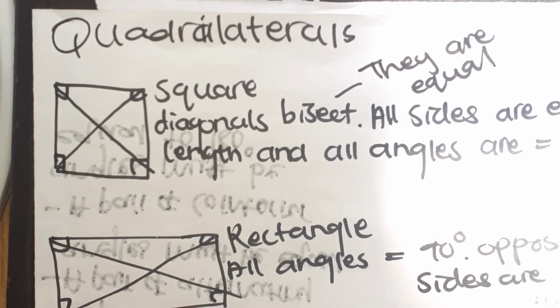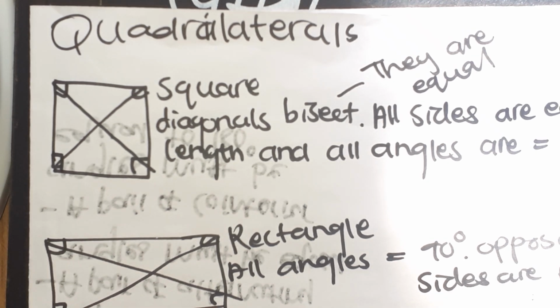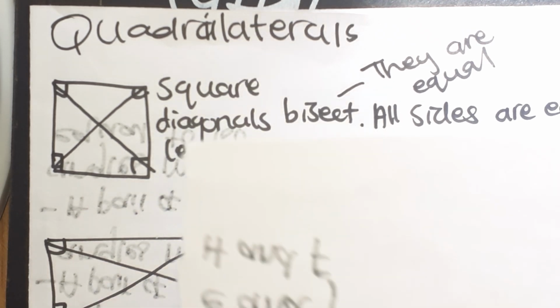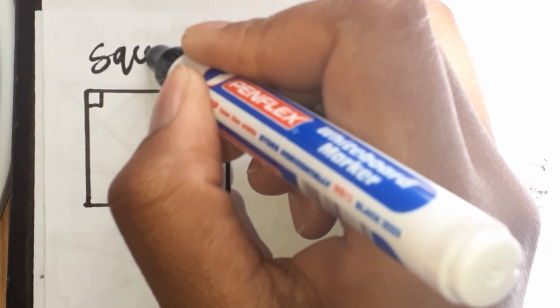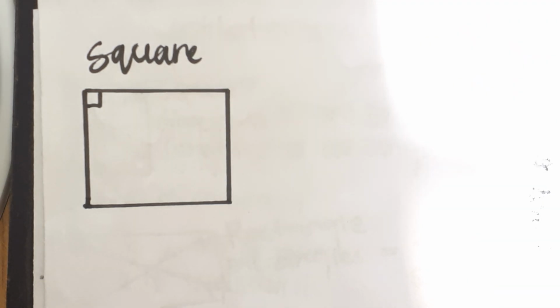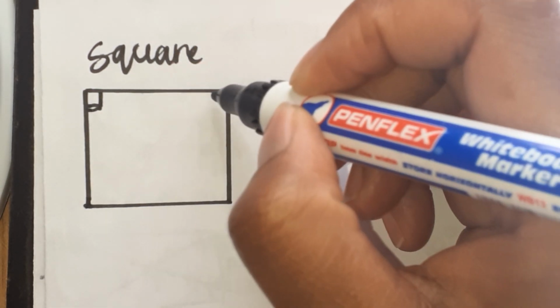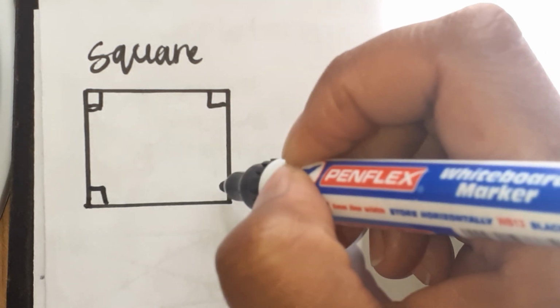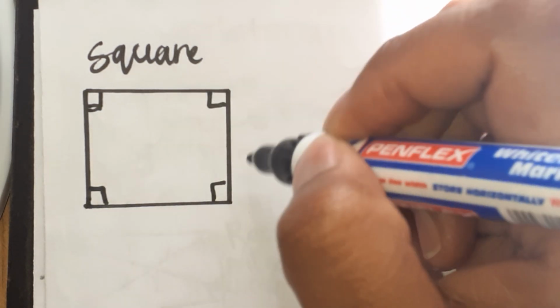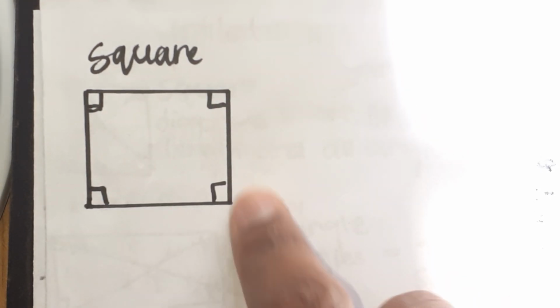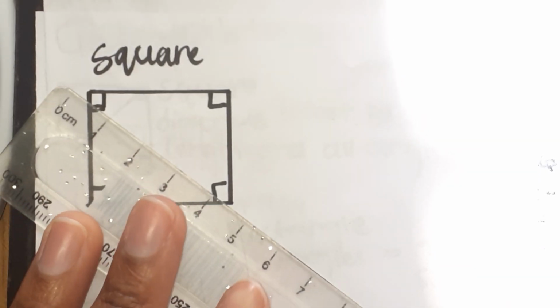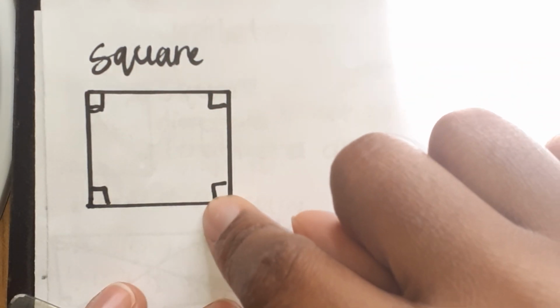So let's go to quadrilaterals. Here we have a square. When you have a square, all these corners make 90 degrees. So everything combined equals 360. So the sum of angles of a quadrilateral is 360. So we have 90, 90, 90, 90, which means all the angles of a square are equal.